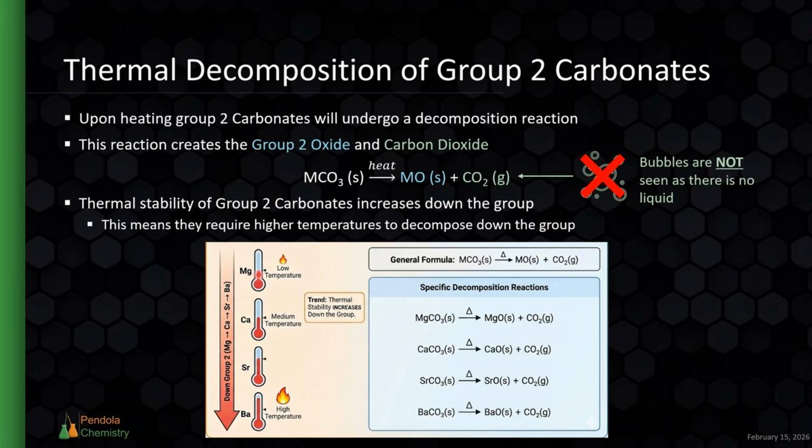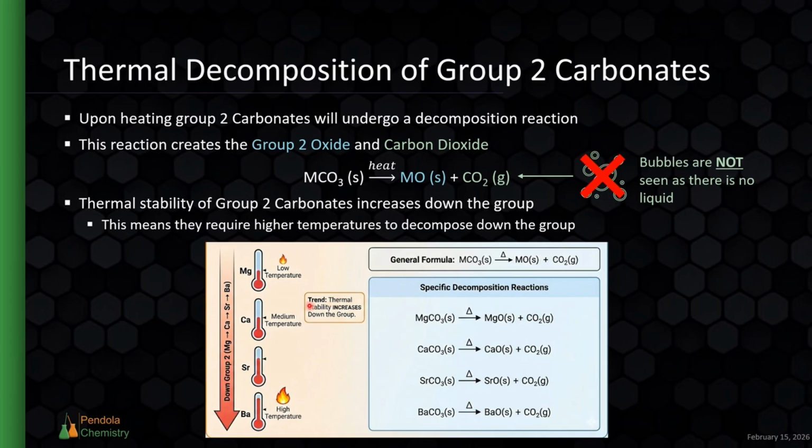Not every carbonate is built the same way. Magnesium carbonate decomposes at very low temperatures because it's very thermally unstable. But barium carbonate decomposes at much higher temperatures because it's thermally more stable. In general, the trend is that as we go down group 2, the elements get more thermally stable. Thermal stability increases, meaning that the temperature that we need to break down that compound is going to increase. So we're going to need higher and higher temperatures for these reactions to happen.